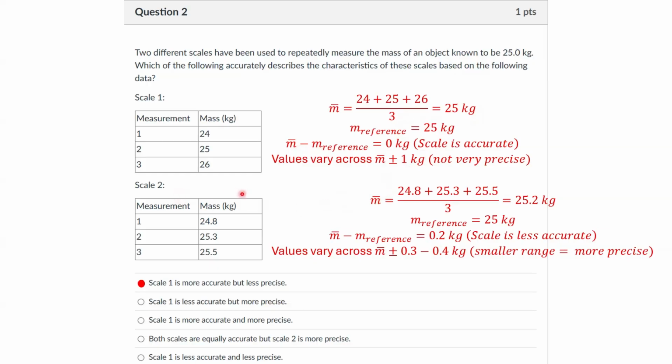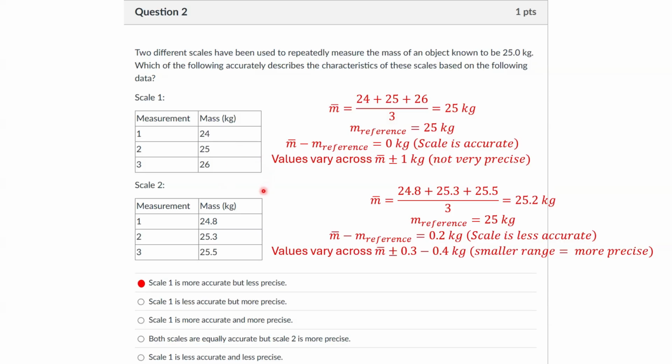Scale 2, same process. We get 25.2 kilograms. The reference value is 25 kilograms. There is a greater discrepancy between the average value and the reference value in this set of measured data. Therefore, scale 1 would be more accurately measuring that value than scale 2.